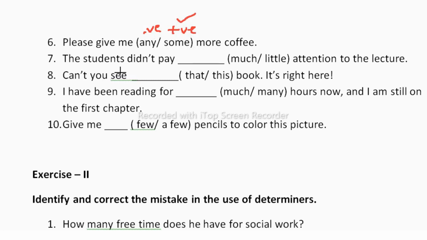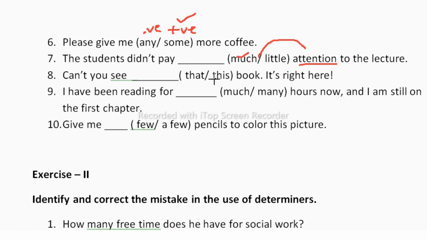Now here, the students did not pay dash attention to the lecture. So here we are talking about students' attention, so which is suitable for this attention? Both "much" and "little" are used with uncountable nouns, but here "much" is more suitable for this attention. Much attention, so this is the correct one.